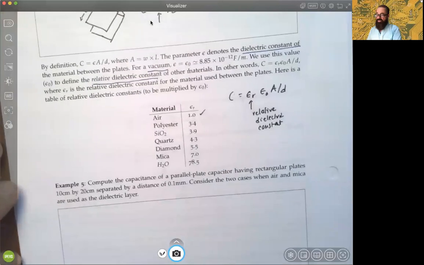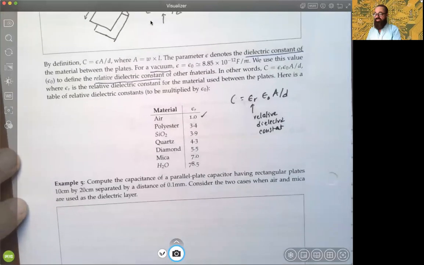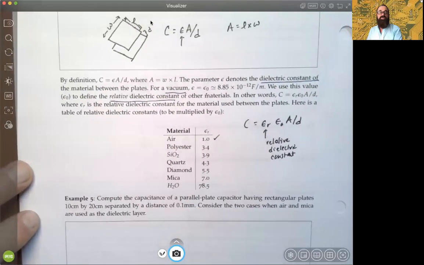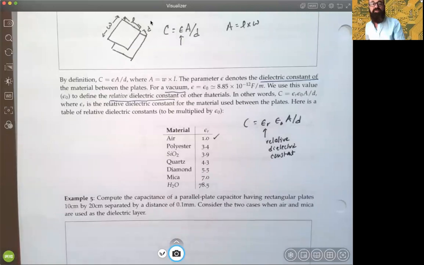So let's do example 5, just to get an illustration of this physical design of capacitance. It says compute the capacitance of a parallel plate capacitor having rectangular plates 10 centimeters by 20 centimeters and separated by a distance of 0.1 millimeters. And again, we'll have to convert some units here because we're given different unit values there. And then we'll consider the case where air and mica is used for the dielectric layer.